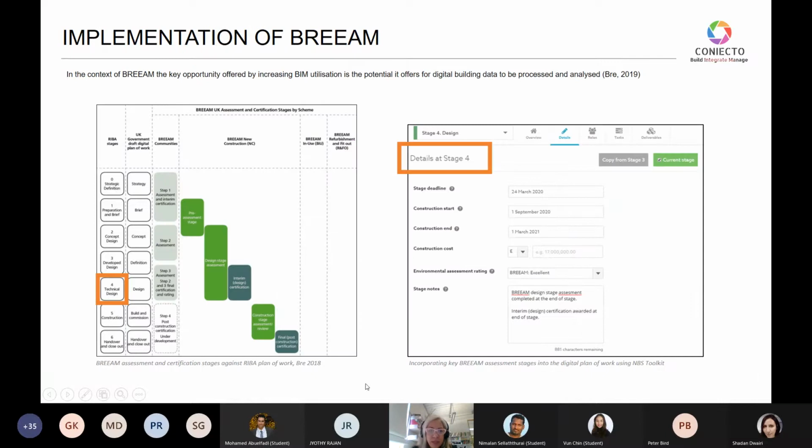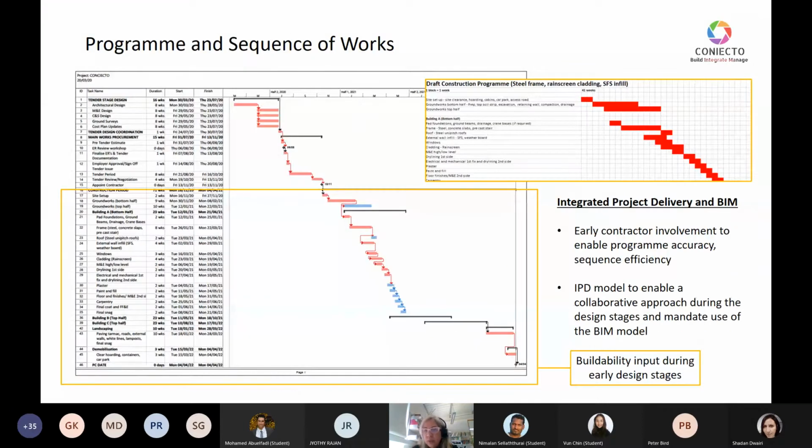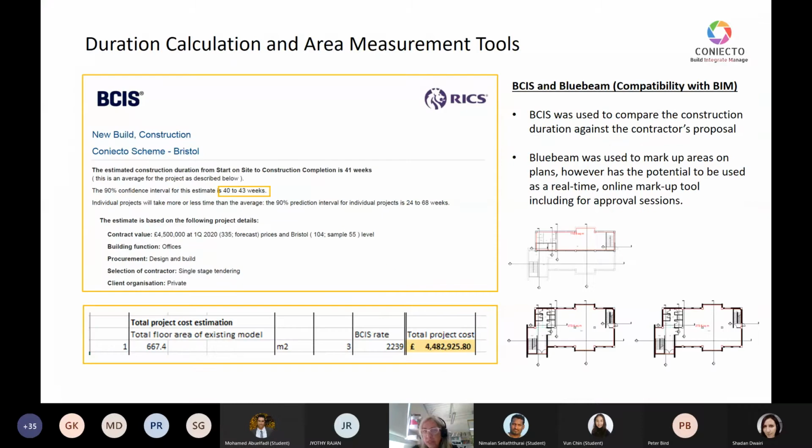You can see as well some of them being used throughout and explaining how they manage the implementation of BREEAM in this project, information management and the CDE, and how they manage all that information. And then the program and sequence of work. As you see, each group will have a different way of approaching and presenting the work. It doesn't mean that one is better than the other.